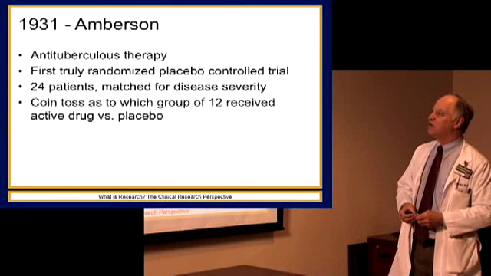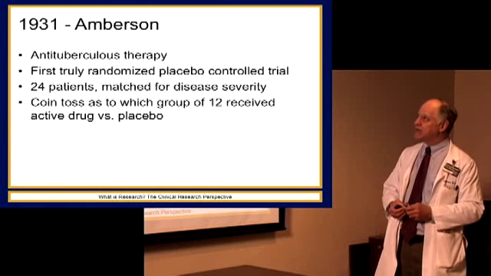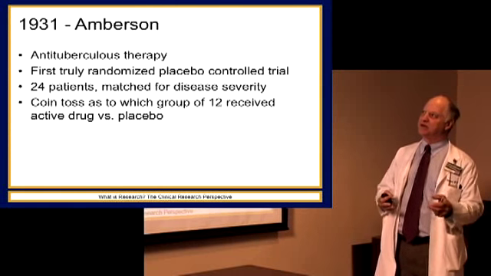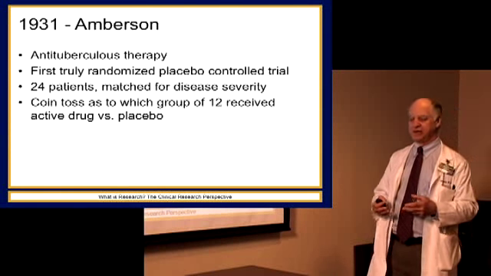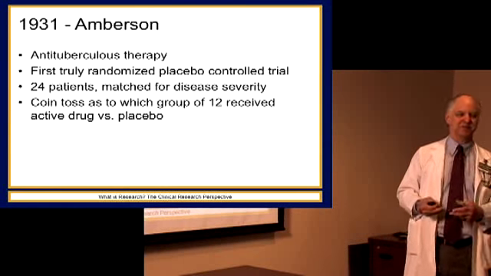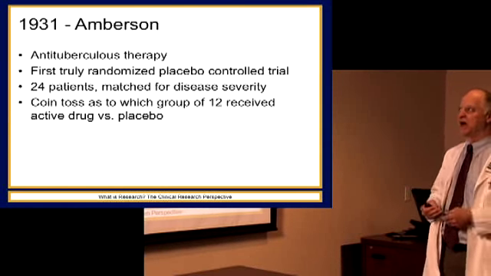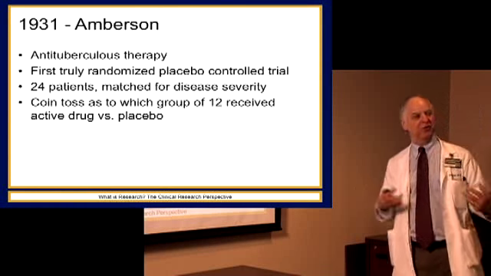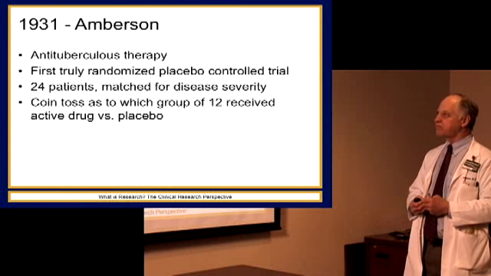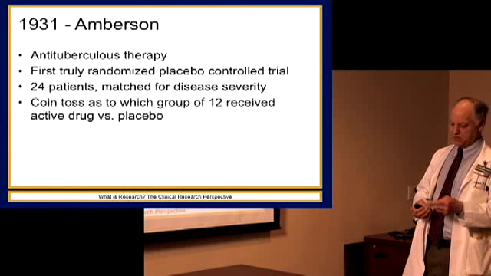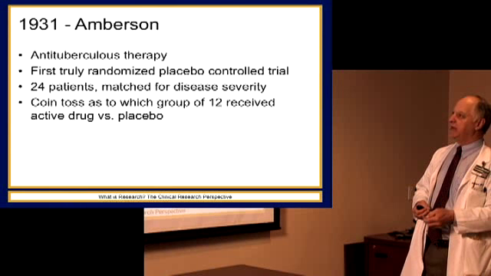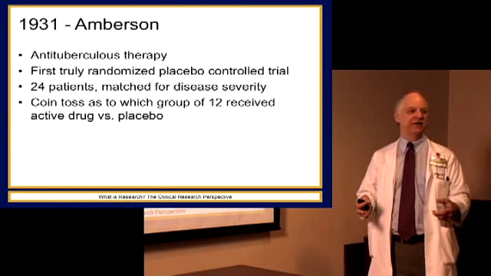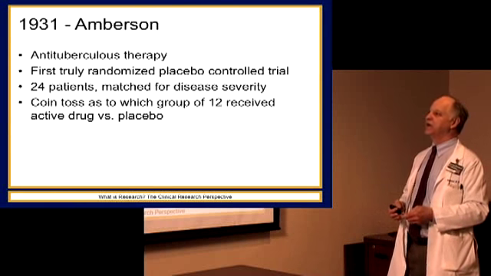So then we go now to Amberson, who is a lung doctor. There really were no lung doctors in the early part of the 1900s. They were tuberculosis doctors. There was no specialty called pulmonology, which is what I am now, but pulmonary medicine was an outgrowth of the TB doctors. And so he was looking at tuberculosis, and he conducted the first truly randomized placebo-controlled trial, which is now the current standard for how we approve drugs and develop drugs.